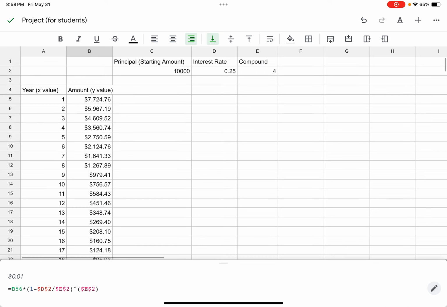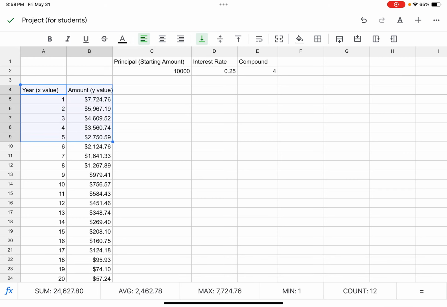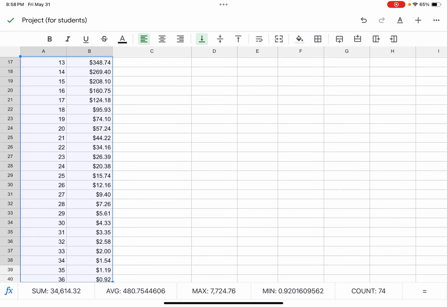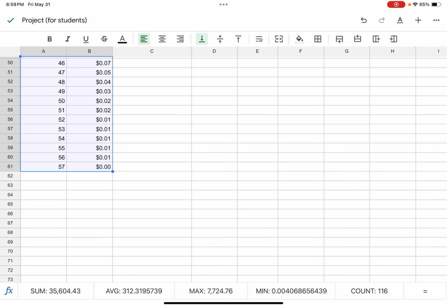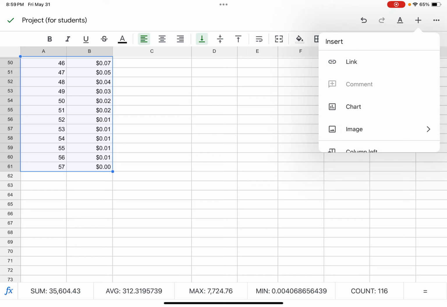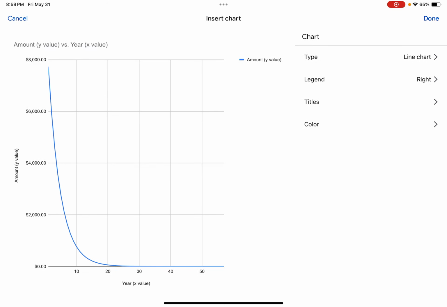Your last part of your project is highlight your year and amount, starting at row 4, all the way down till I get down to 0. I'm going to hit the plus sign. I'm going to insert a chart. I would like it to be a line chart.